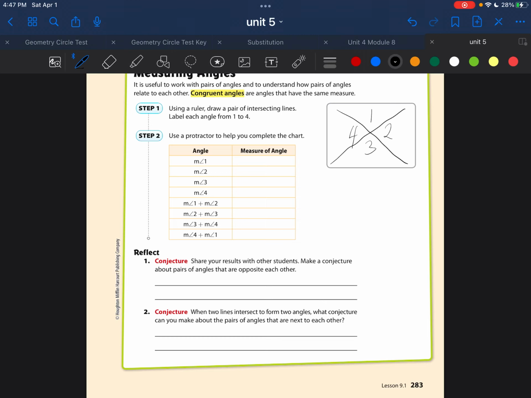Now it says use a protractor to help you complete the chart. Don't worry about that part. I'm going to give you the angles so you don't have to worry about that. I'm going to give you angle 1, which is 120. Angle 2, which is 60. And angles 1 plus 2, which is 180.